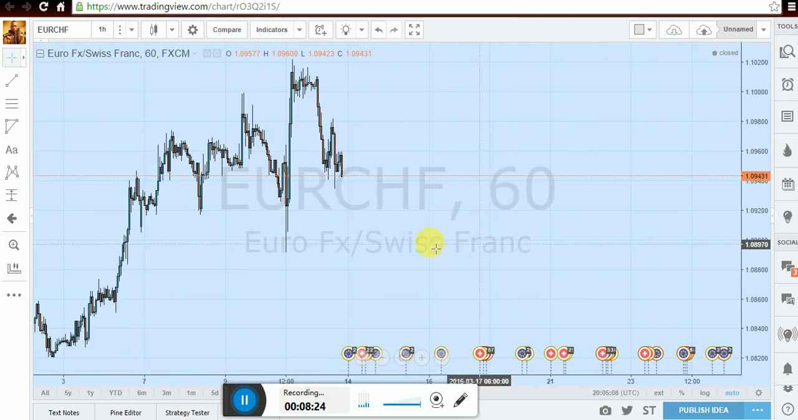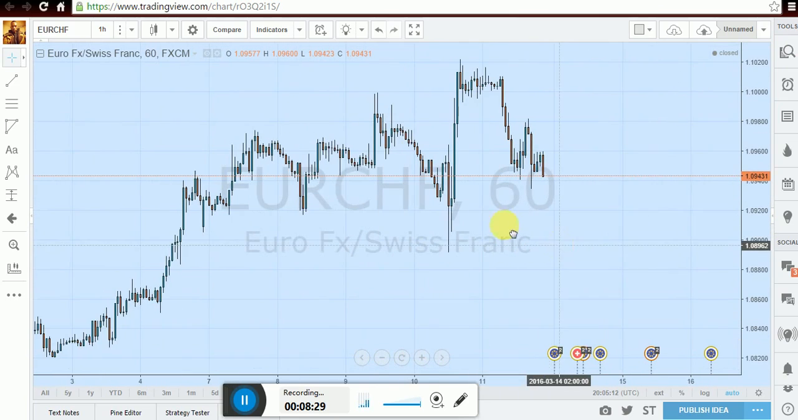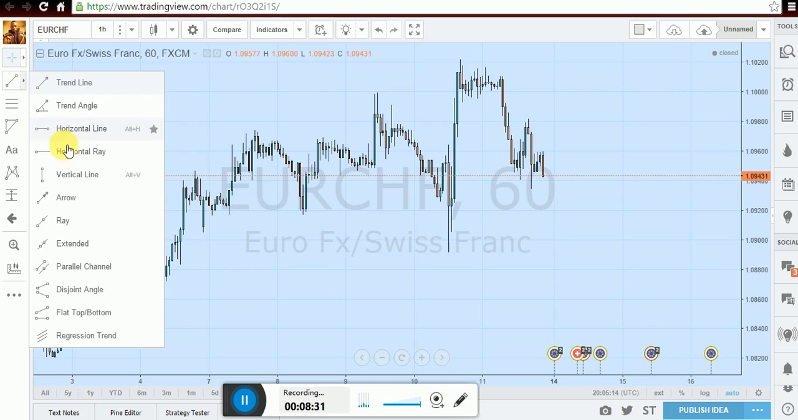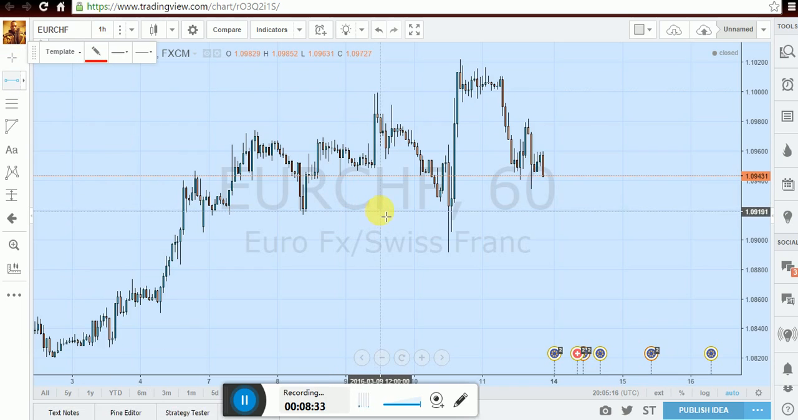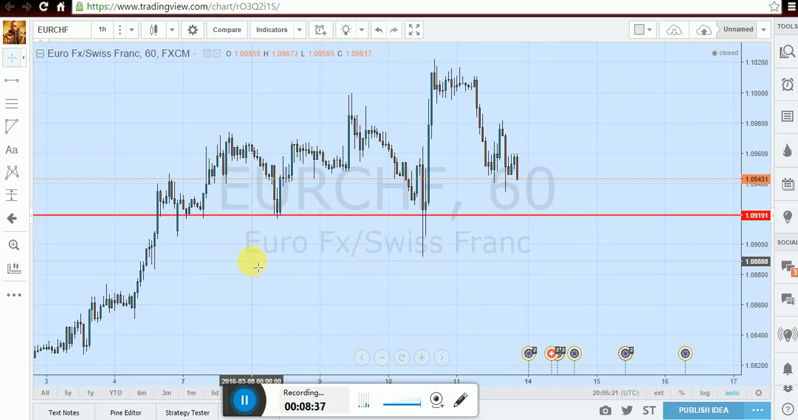So I'm actually going to fatten this up and try and look at the Euro Swiss. The first thing I'm going to do is put up a support line where the market has come into a little bit of support here.